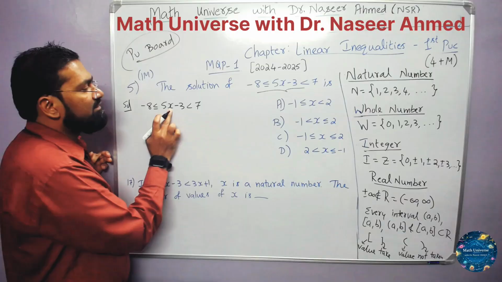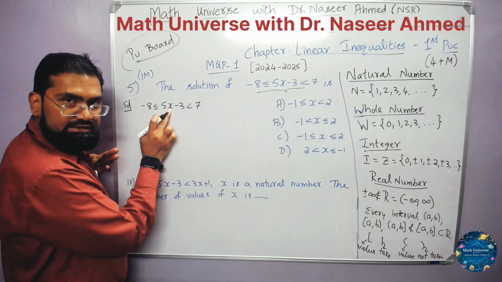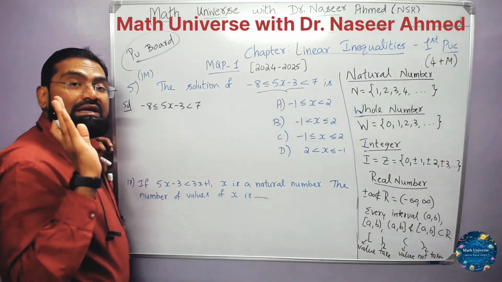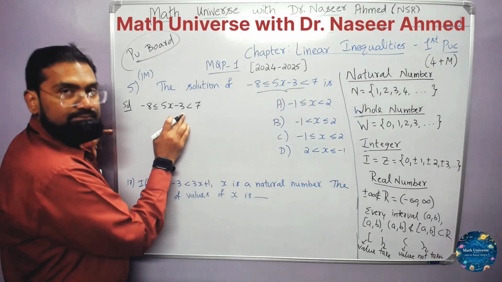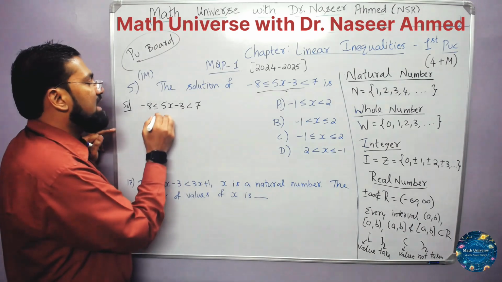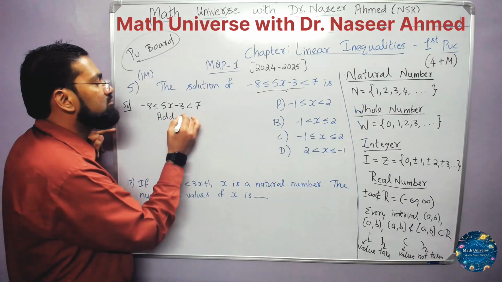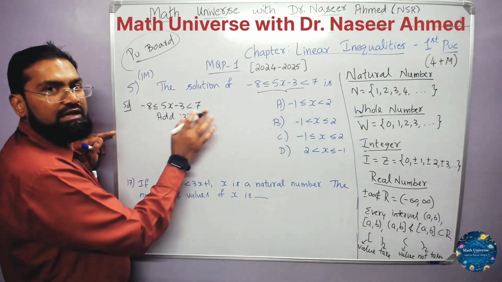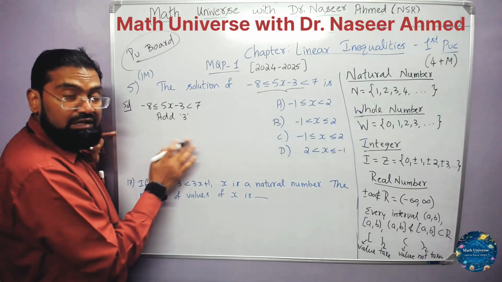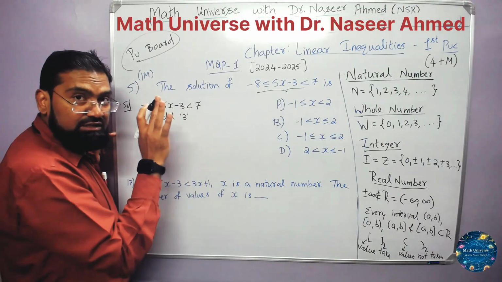In this, the middle term contains x. You have to solve for x. Solve for x means you have to make x alone. So here, it is 5x minus 3. First remove minus 3. How to remove minus 3? Add 3. Don't write on both sides, we have 3. So just say add 3. We know that whenever you add or subtract, inequality will not change.